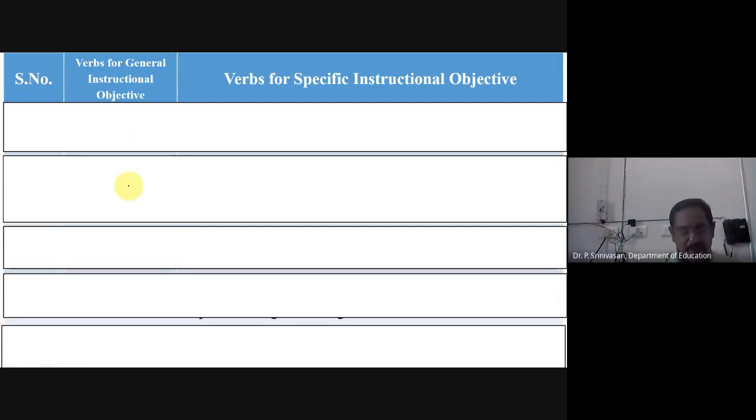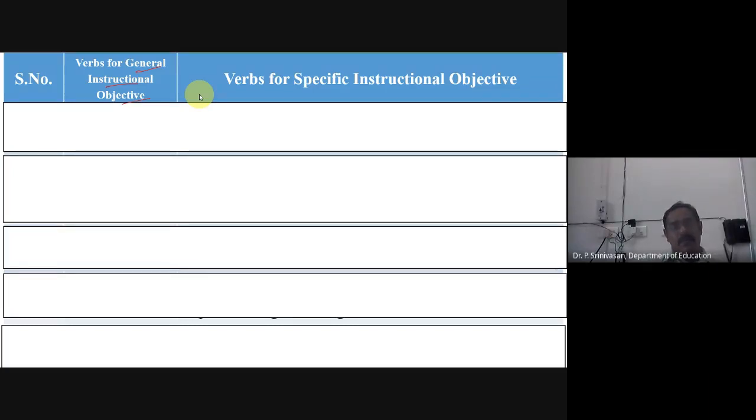Whenever we go to class, the aim of this class is to write instructional objectives. I think you can see the PPT. Instructional objectives are those which we are going to write in the lesson plan. Whenever you write a lesson plan, the first step is writing instructional objectives.